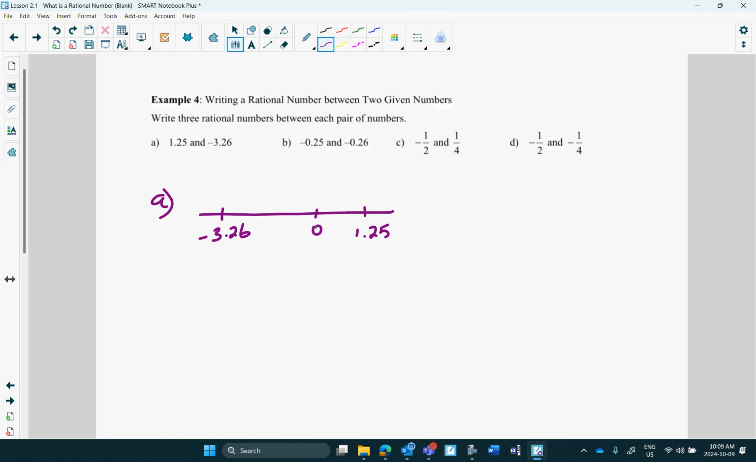Can you give me 3 numbers? 0 is between there. Try and find the easy numbers. What else? 1, because 1's smaller than 1.25. Yep, I could do 1, 2. Yeah, you could have picked all positive numbers. We could have done -1, -2, -3. Can't do -4 because that's outside. But yeah, sure, pick all positive numbers.